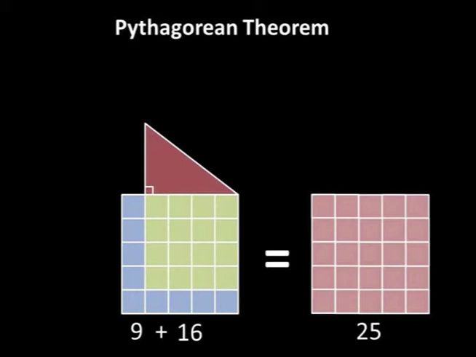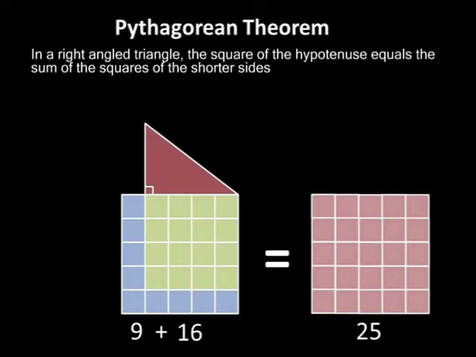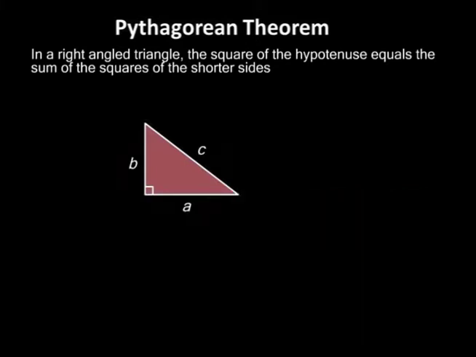Pythagoras noted that in a right-angled triangle, the square of the hypotenuse is equal to the sum of the squares of the 2 shorter sides. So for a general right-angled triangle, c squared is equal to a squared plus b squared. This is the Pythagoras Theorem, and you have probably known it right from your primary school.